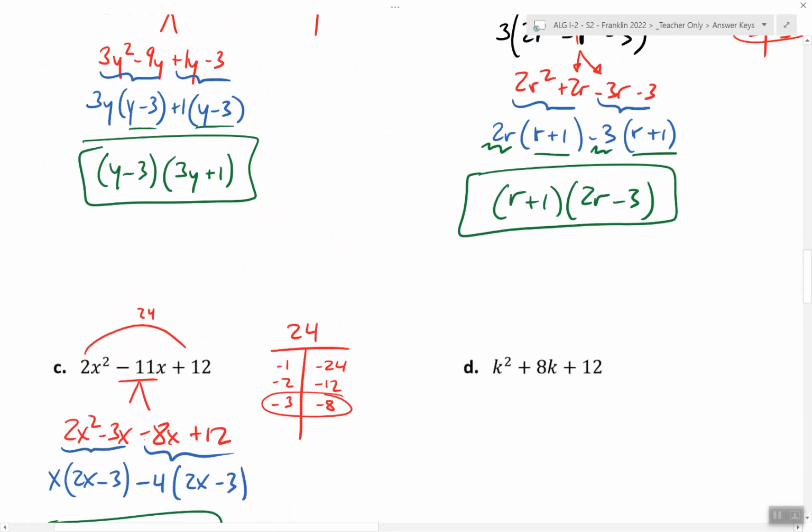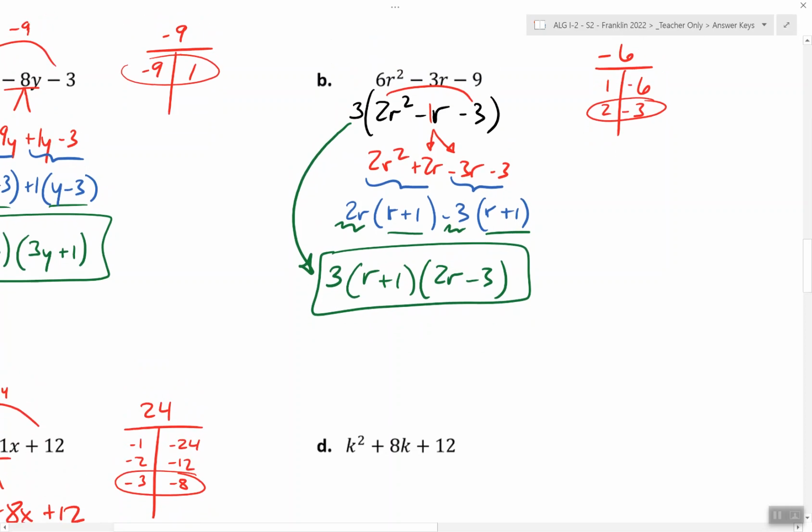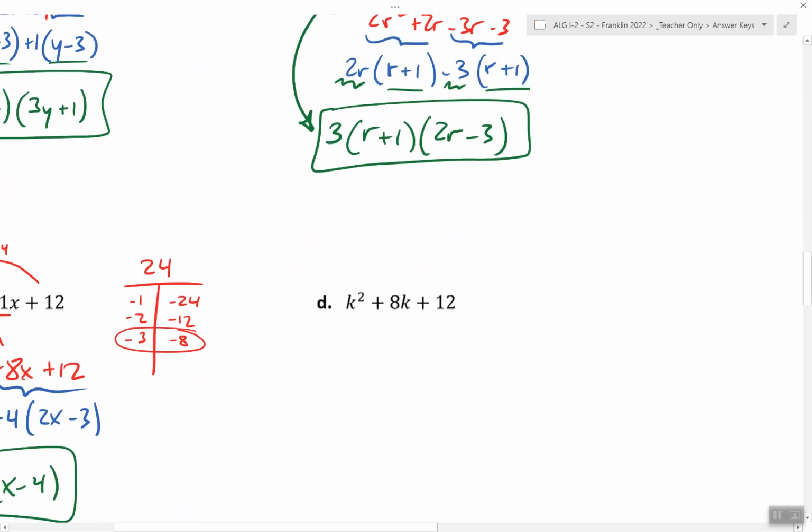One thing I forgot, just realized on example B right here, don't forget, like I forgot, you need the 3. If you take out a GCF at the beginning, make sure you include it in the answer as well. So make sure you write that down if you didn't the first time through.